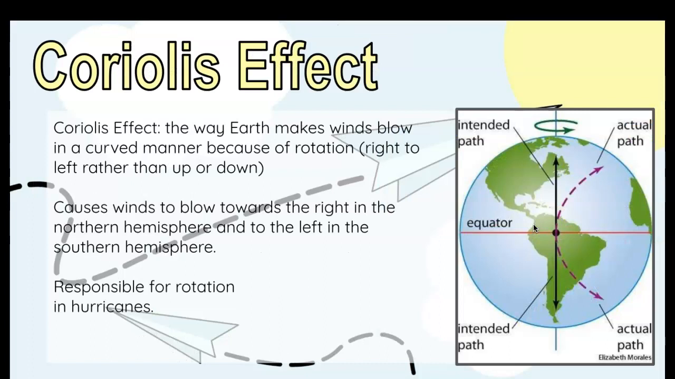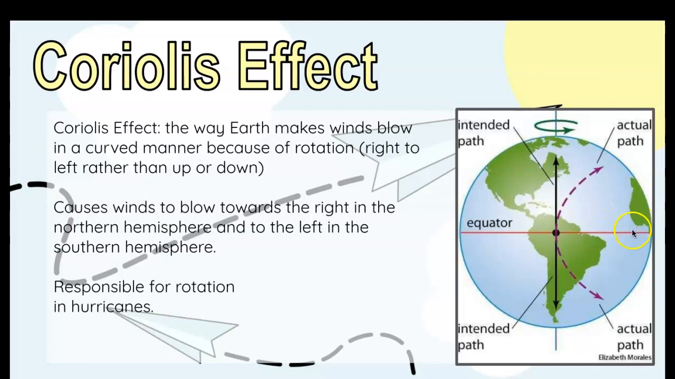Now, we have this specific phrase for why our winds are curved, and it's called the Coriolis effect. The Coriolis effect is defined as the way Earth makes our winds blow curved, so side to side instead of up or down. When wind blows, it doesn't blow from your feet to the top of your head. Instead, it blows side to side. It is like that because of the shape of Earth, which is a sphere, it's round, and it rotates on its axis, right? So this rotation of this sphere is causing our winds to curve just like the shape of Earth, right? So the Coriolis effect causes our winds to blow in a curved manner because it rotates on its axis.